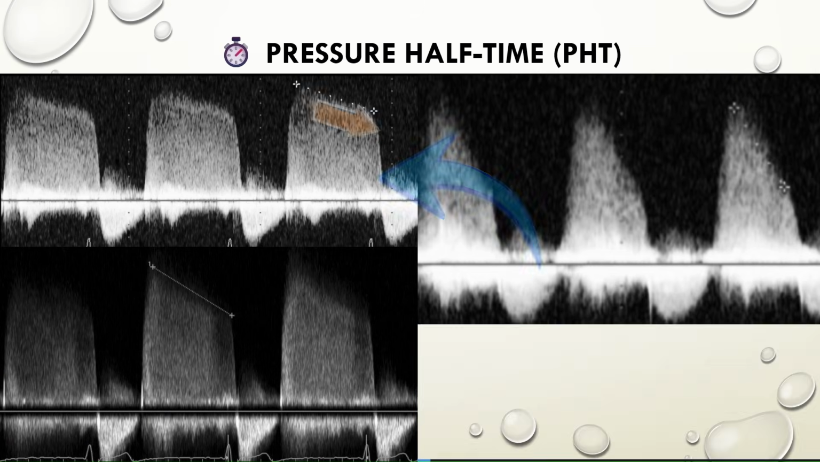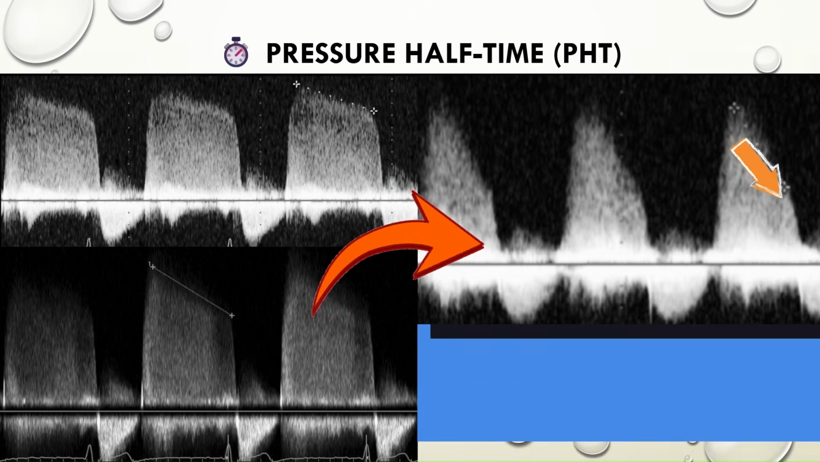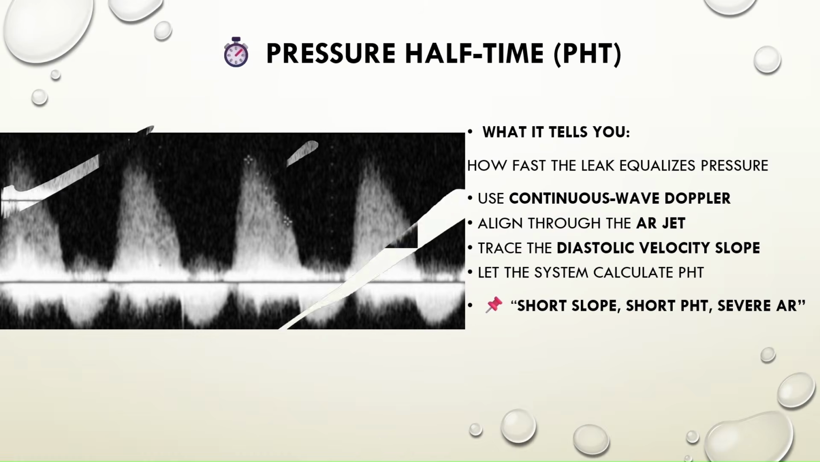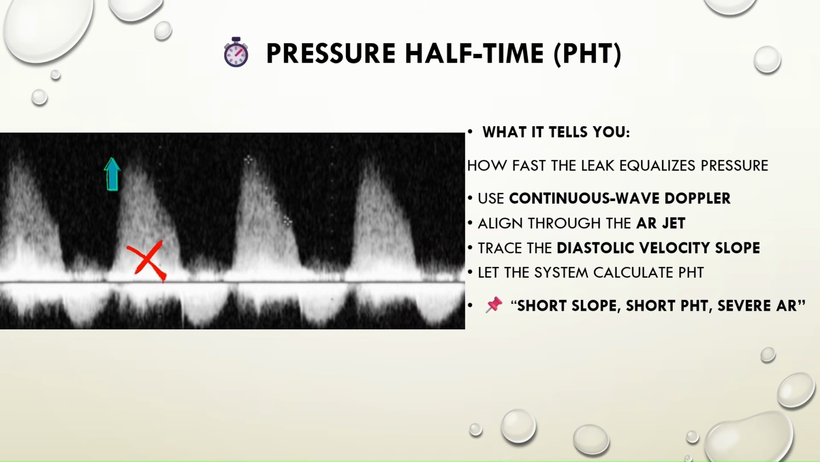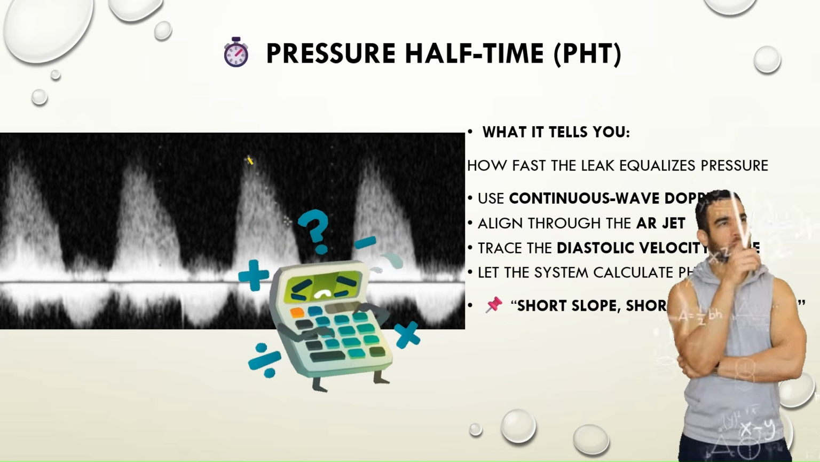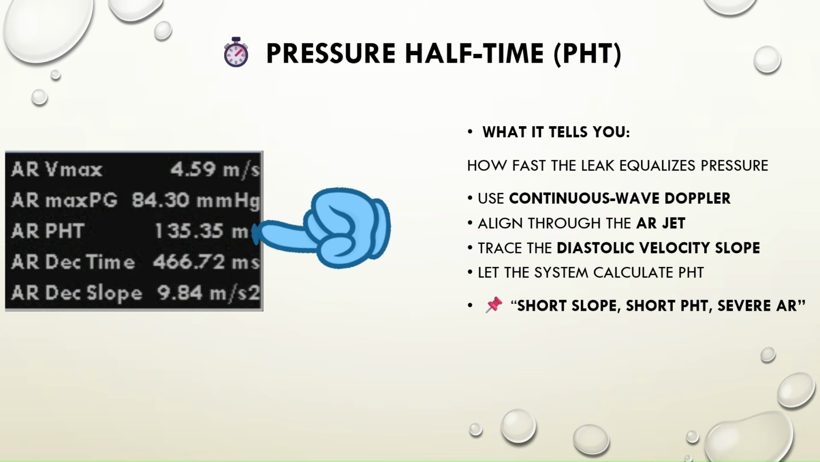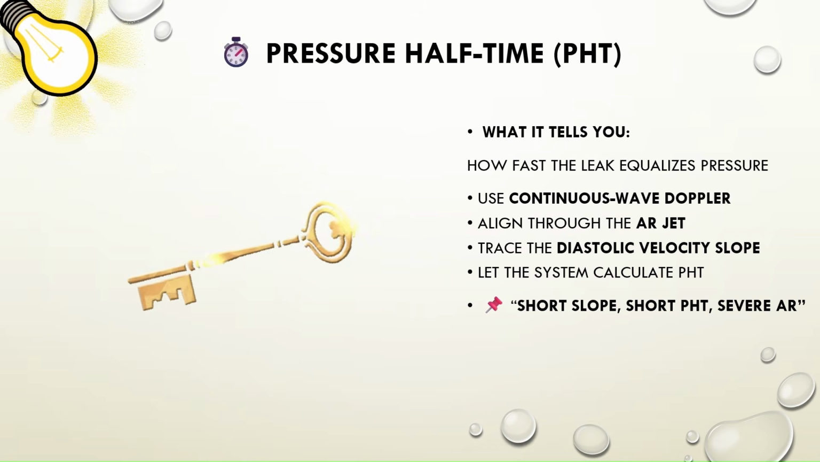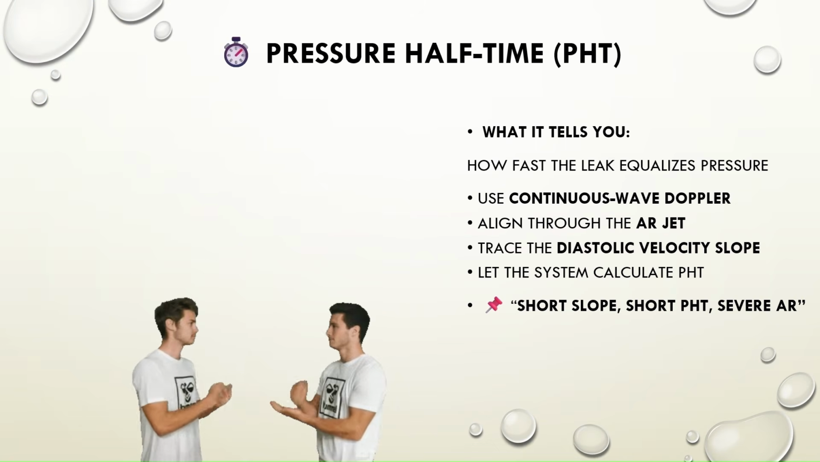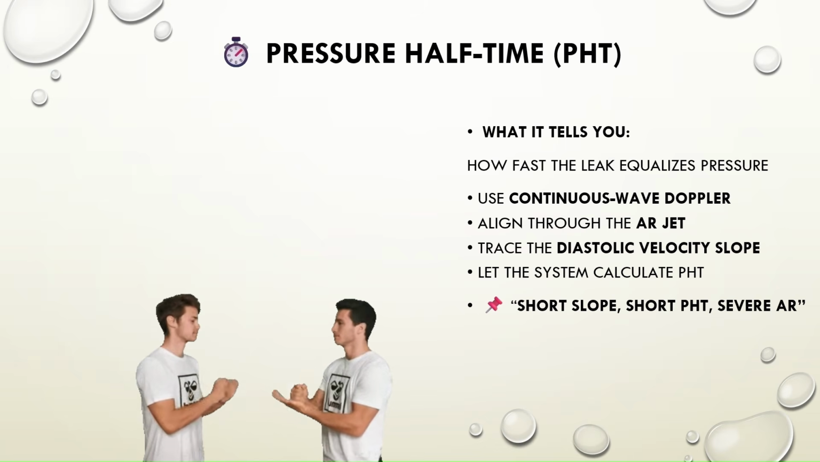Watch how the slope changes from mild to severe AR. Do not trace the systolic portion, only the diastolic regurgitant envelope. After tracing, the system will automatically calculate the pressure half-time for you. The pressure half-time value will be displayed on the tracing. Here's a key concept to remember. Pressure half-time reflects how fast pressures equalize.